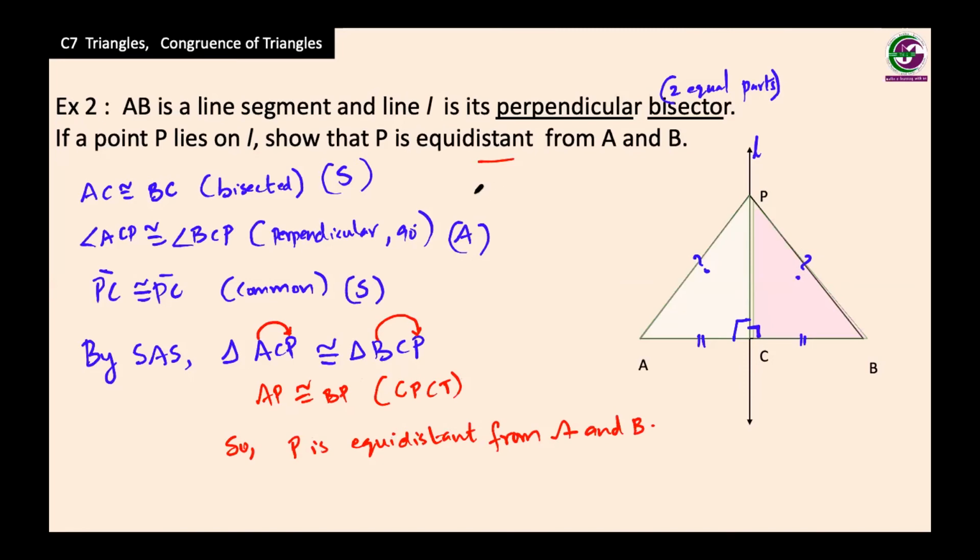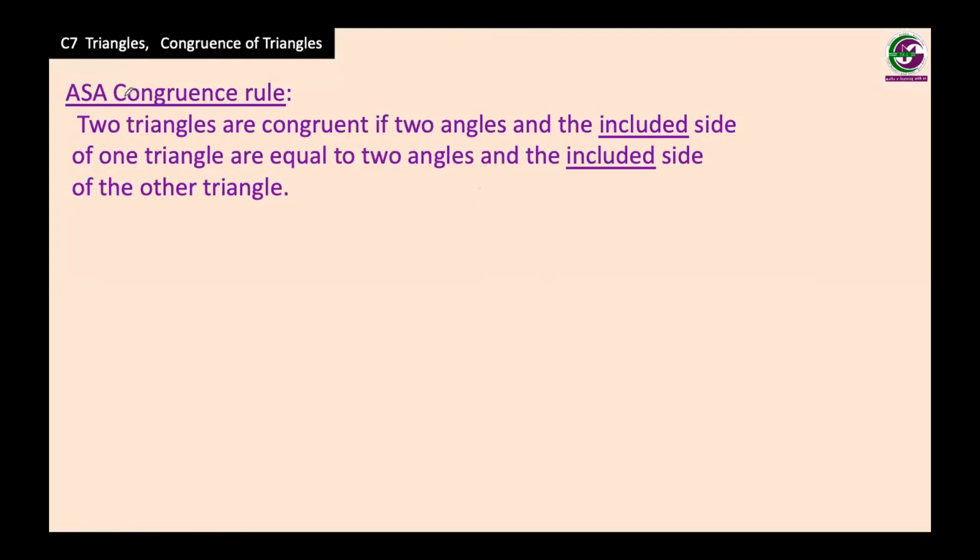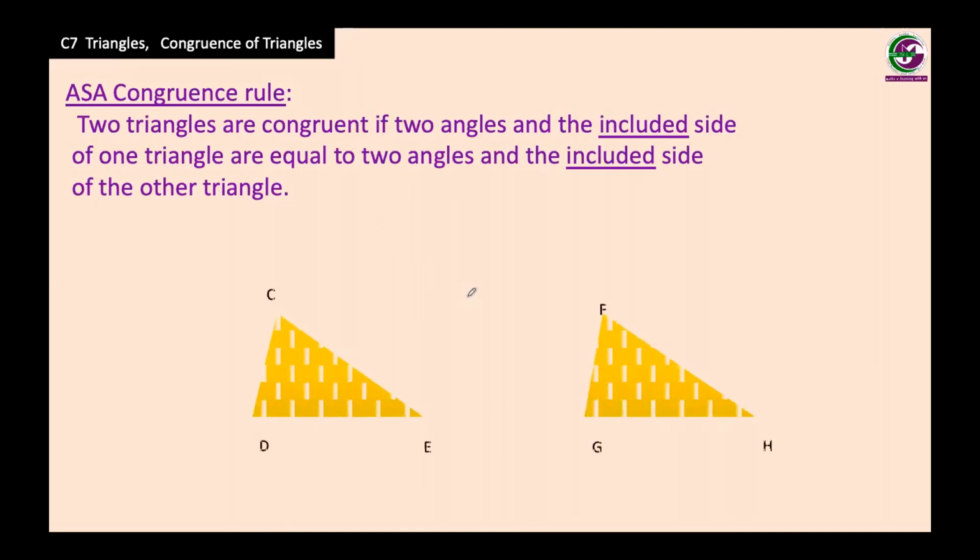Great. Let's move on to the second criterion, which is called ASA. ASA means if two angles and the included side of each triangle are the same, then they are congruent. Two triangles are congruent if two angles and the included side of one triangle are equal to two angles and the included side of the other triangle. If you study the figure, it will be easy to understand. Two angles, let us say this is 80 degrees and this is 40 degrees. Same here, 80 degrees and 40 degrees. And these sides are given equal.